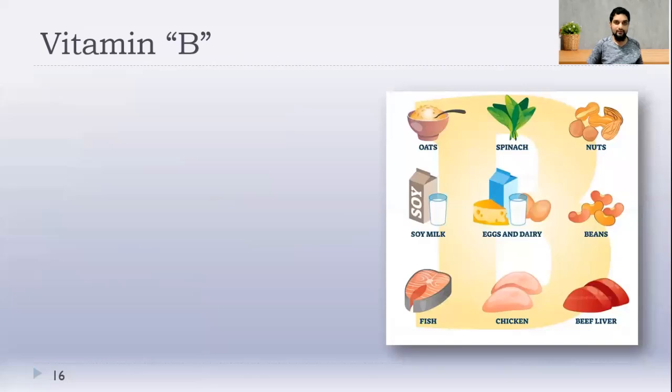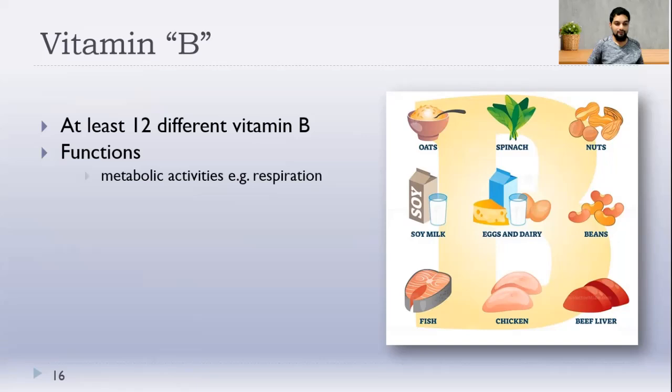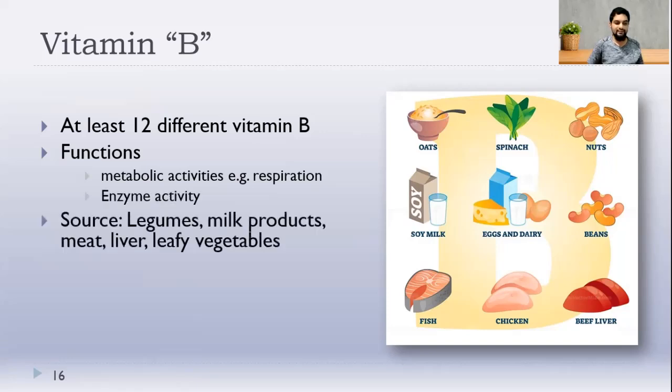The next vitamin is vitamin B. There are different types of vitamin B. There are at least 12 different vitamin Bs. Generally, the function of vitamin B is for metabolic activity. An example of metabolic activity would be respiration. They're also important in enzyme activities. Sources of vitamin B include legumes, milk products, meat, liver, and leafy vegetables. Deficiency of vitamin B leads to the condition called beriberi, and tiredness.